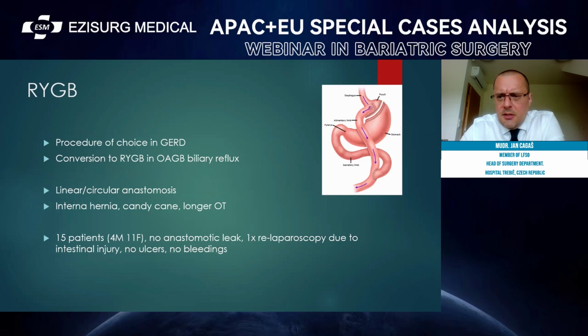And I also fixed the efferent limb to the gastric remnant to avoid kinking of the efferent limb. In Roux-en-Y, we sometimes have it as a primary procedure, mainly in patients with GERD, but most of our Roux-en-Ys are revisional because we just convert the OAGB due to biliary reflux.